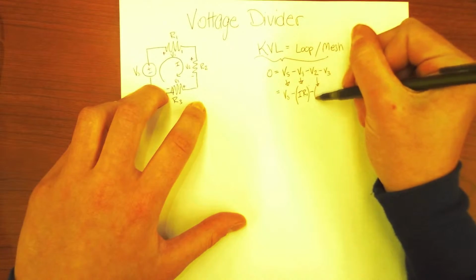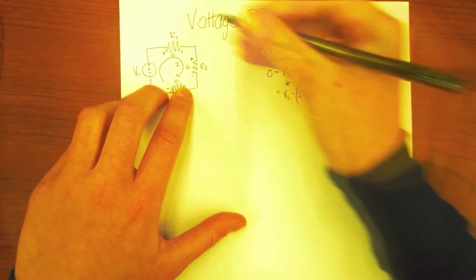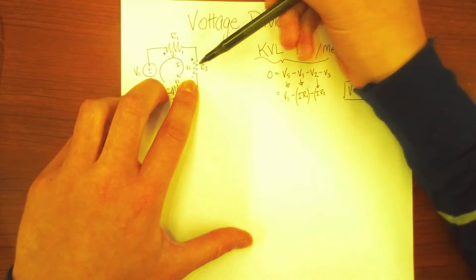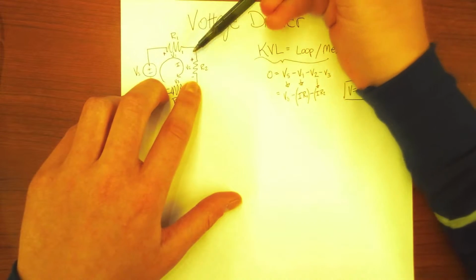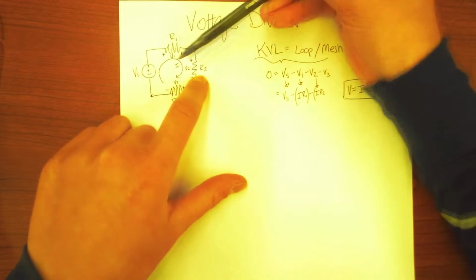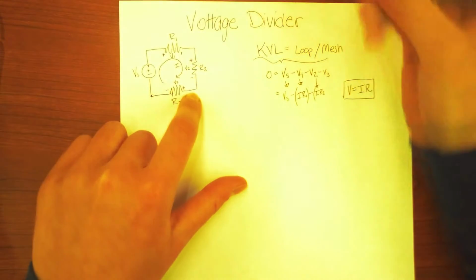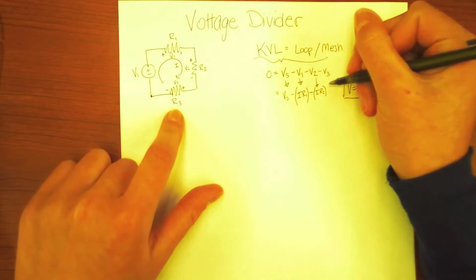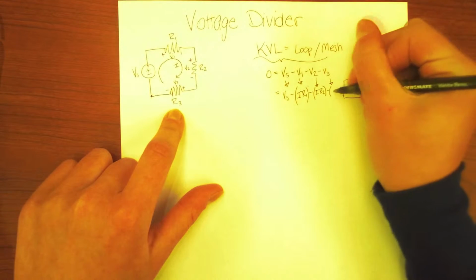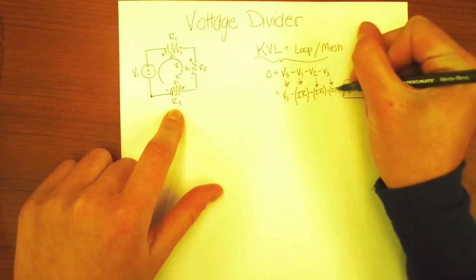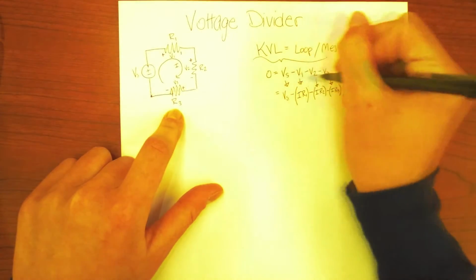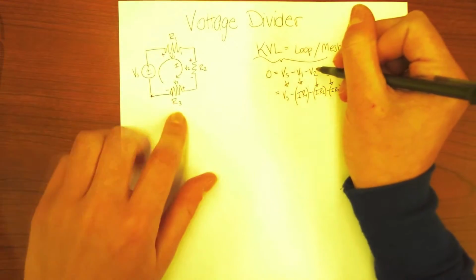This V2, again, is going to equal this I, because there's only this one current loop, times your R2. So the voltage across this resistor is going to be I times R2, equals this V2. And again, doing it for this resistor down here, this voltage drop is going to equal I times R3. So this is the equation. We've got to break this down a little further into things that we know.